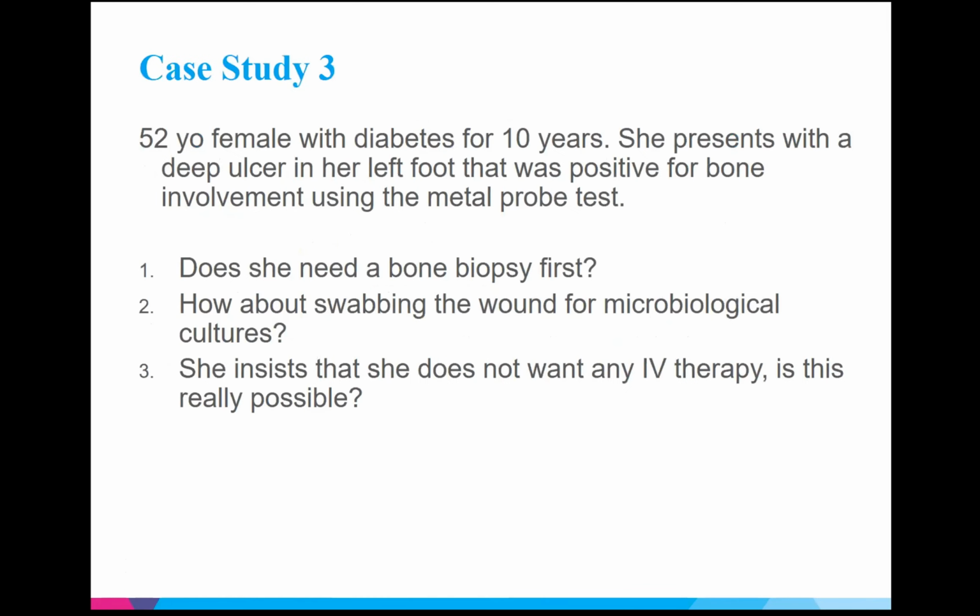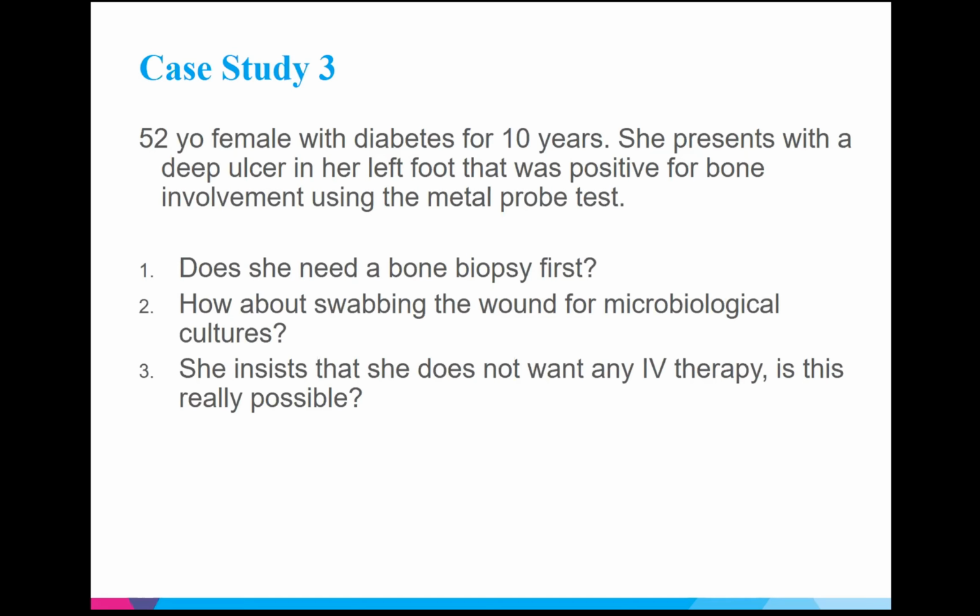So, okay, this is a more complicated situation. A 52-year-old female with diabetes for 10 years. She presents with a deep ulcer in the left foot, and that was positive for bone involvement using the metal probe test. So, a series of questions. Number one, does she need a bone biopsy first? The second question is, how about if we swab the wound for microbiological cultures? And then number three, she insists that she does not want any IV therapy. Is this really possible? Okay, what do you guys think about one?